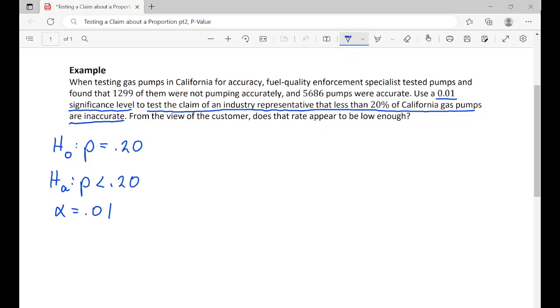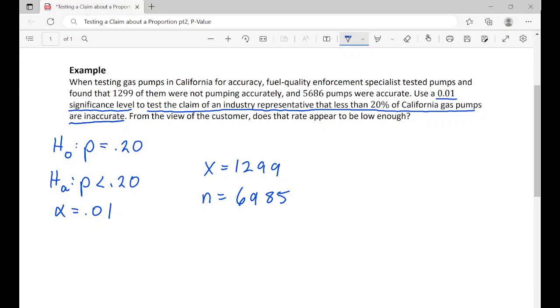We also know that we have 1,299 pumps that are inaccurate and 5,686 pumps that were accurate, and we're testing for inaccuracy. So our X value here is 1,299, and N is going to try and trick you, because normally we just jump for the biggest number, but that number is the pumps that are accurate. N should be the total number of pumps, period. So those that are accurate and those that are inaccurate. So you're going to take 1,299 and add it to 5,686, and you're going to get 6,985.